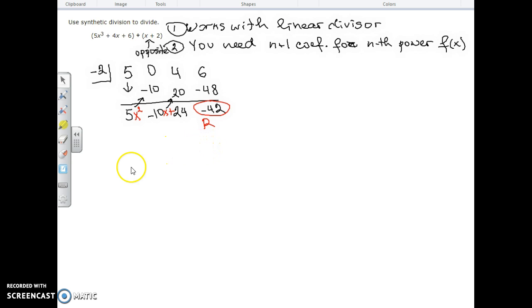Now, how do we write that out in WebAssign or as your result of synthetic division? You would say that your answer is the full part of your division, 5x squared minus 10x plus 24, and then we need to add the remainder. That gives me -42 over the divisor of x plus 2. Please note that when we write the final answer, this up here will always be your divisor.